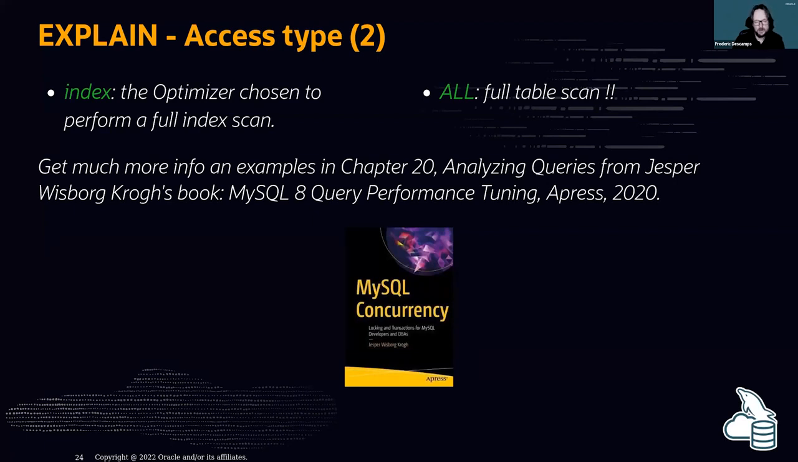If you want to have examples of each access type, in chapter 20, Analyzing Queries, from Jesper, you will find that, which is MySQL 8 Query Performance Tuning, April 2020. So this is another book I also encourage you to check if you are looking for query optimization in MySQL.